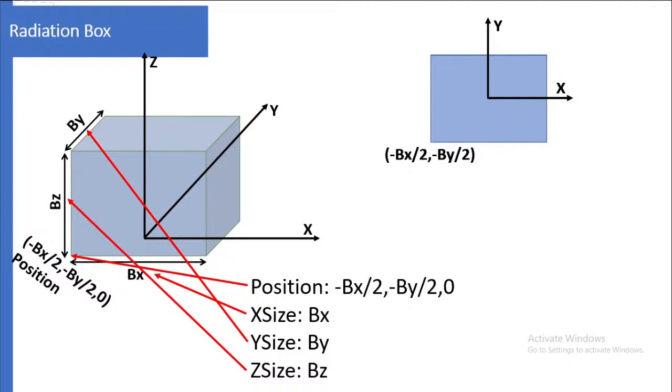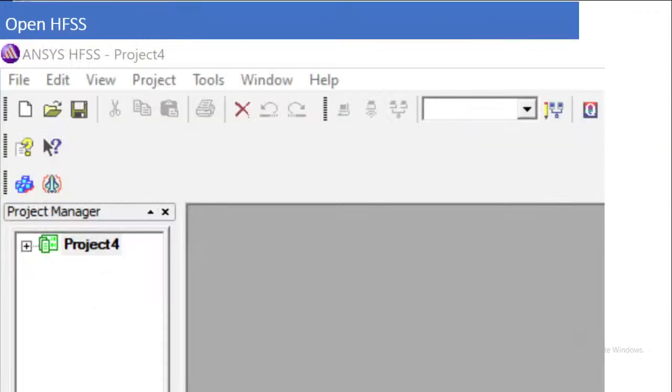For the Z direction, the center of the coordinate system coincides with the center of the box, therefore along the Z direction it will be 0. So the box position is minus Bx by 2, minus By by 2, and 0. That is the position of the radiation box.